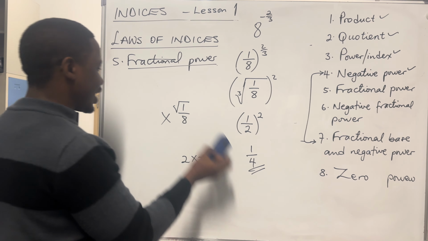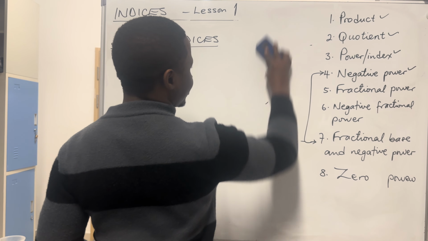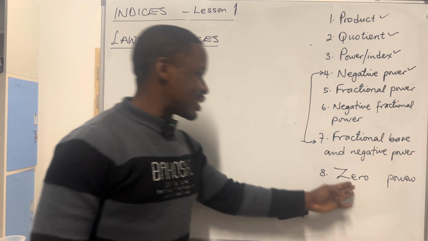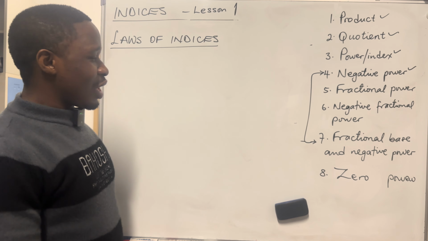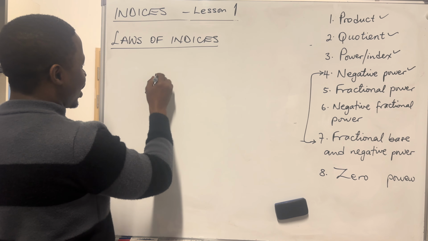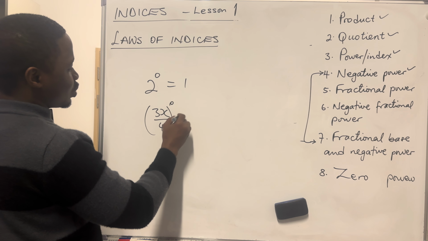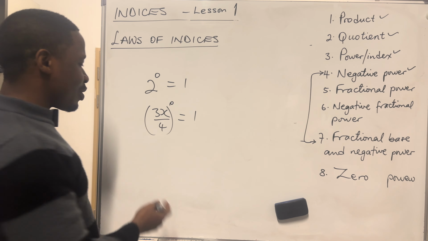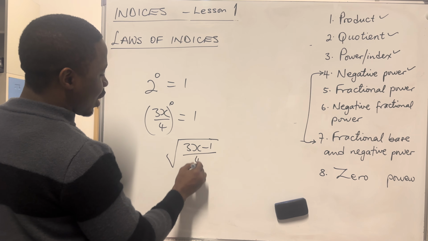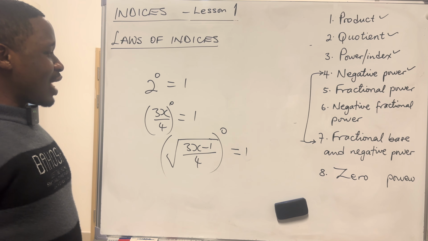Okay, I think the last one, of course, is the one students enjoy the most. Just tell the student that whatsoever is raised to power 0 is 1. 2 raised to power 0 is 1. 3x over 4 raised to power 0 is 1. Whatsoever that is compounded, even the root of 3x minus 1 over 4 raised to power 0, is 1. Absolutely. So that one is so easy.